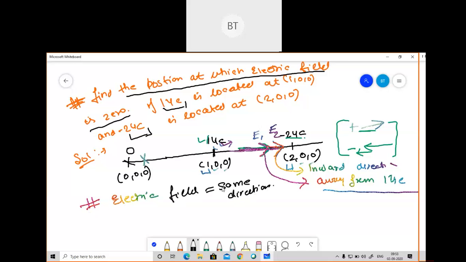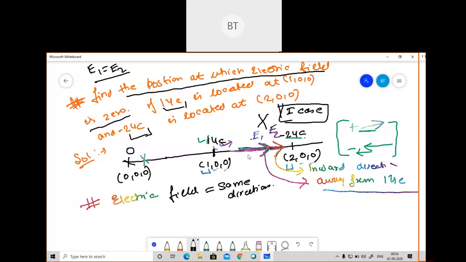So the point cannot exist here, because for the existence of the point, we needed E1 to be equal to E2. In this case, E1 is not equal to E2. E1 and E2 have the same polarity in the same direction, so this is not possible. We can't put this point charge here. So this is our first case which I am taking.